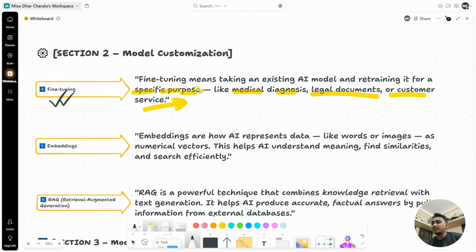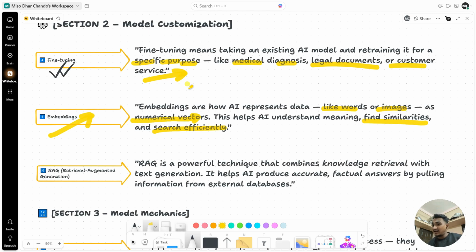Now the fifth one is embeddings. Embeddings are how AI represents data, like words or images, as numerical vectors, because a computer doesn't understand textual data. We need to pass it in the form of numerical vectors. From the vectors, we can calculate distance and other things. These help the AI understand meaning, find similarity, and search efficiently. That's why embedding is used.